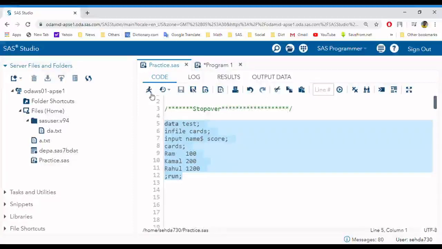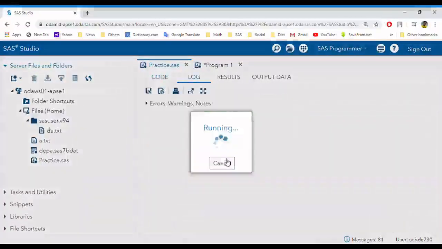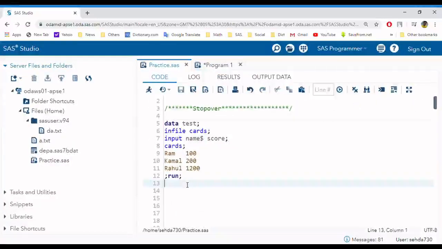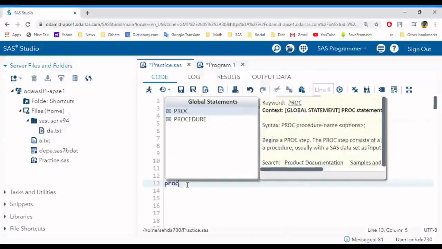So let's make a data set of this. We got the data set correctly. All right, let me put PROC PRINT as well.